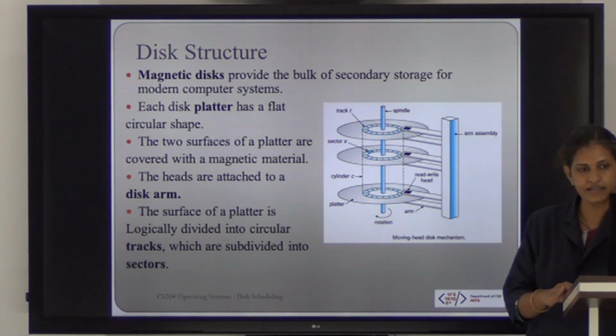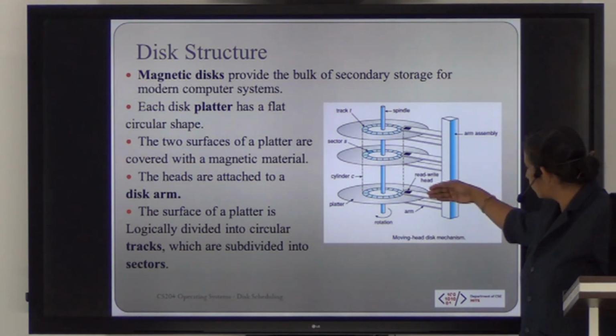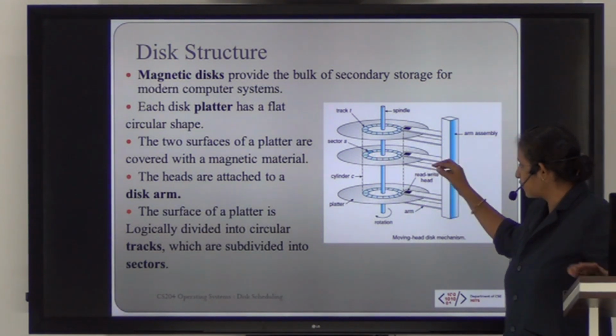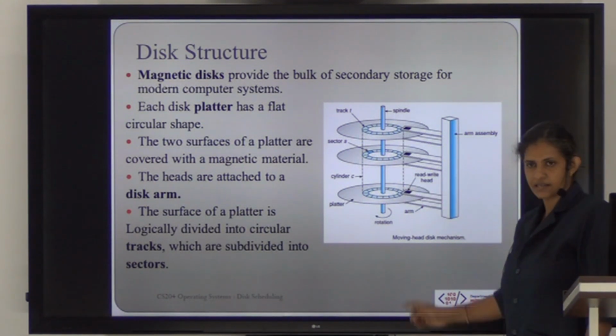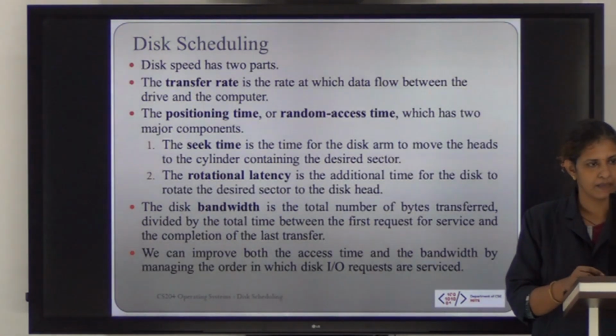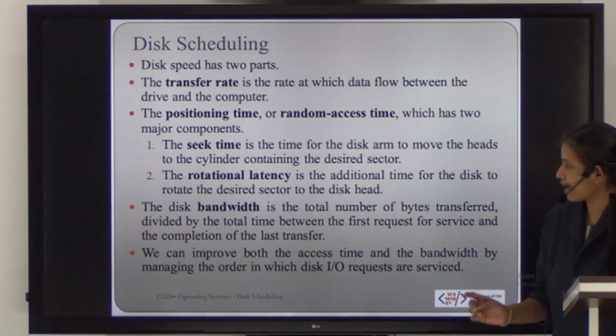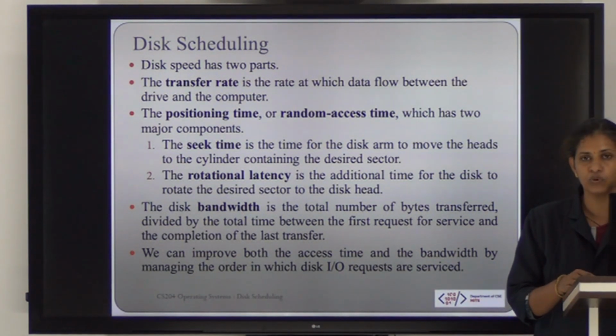In order to read or write data to the disk, initially the read-write head moves linearly to a particular track. After reaching a particular track, the disk is rotationally moved to reach a particular sector. The sector is the position where we store the actual data. The disk speed has two parts: the transfer rate and the positioning time, or random access time. The transfer rate is the rate at which data flows between the drive and the computer.